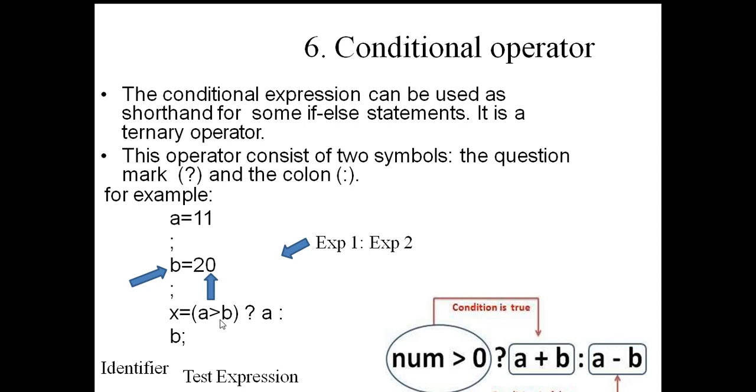That will become false. So expression 1 will not be considered for assignment to x, but the expression b, that is expression 2, will be considered for assignment to x. So x value will become b. Why? Because a greater than b is false. So it will not consider a for assignment to x, but it will consider b. So b value will be assigned to x, so x will become the value of b, that is 20.